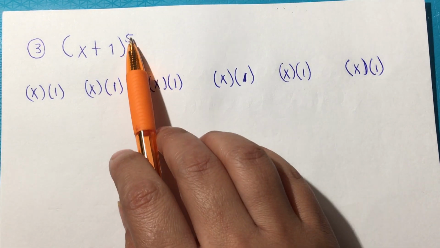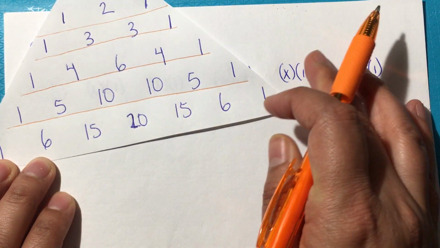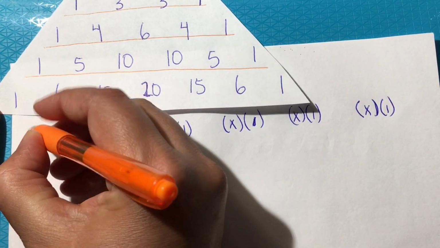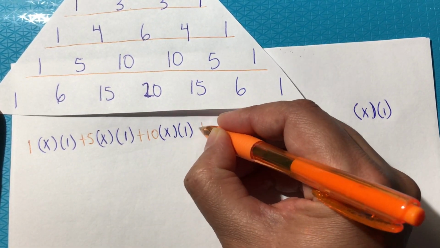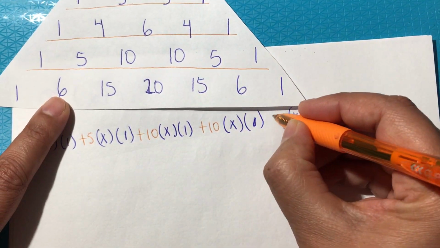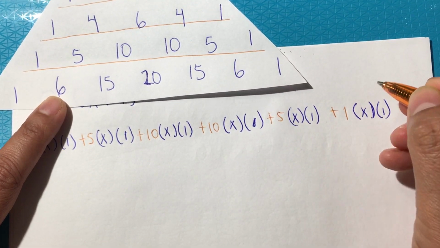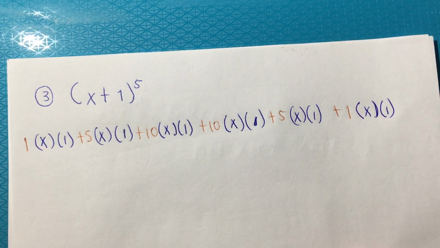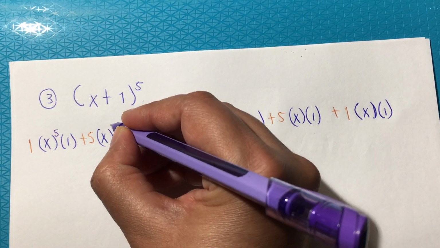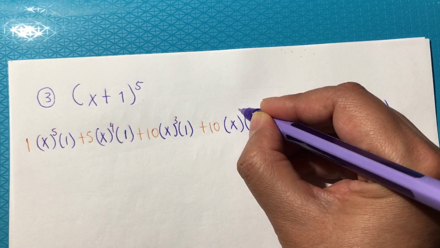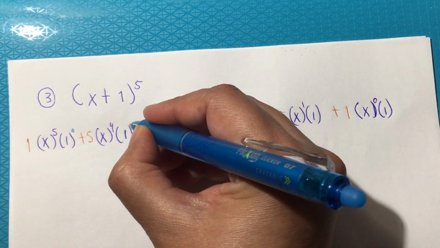For the coefficients, since the exponent is a 5, we're going to use this row right here from the Pascal triangle. And so it's going to be 1, 5, 10, 10, 5, and 1. And so for the exponents, we start at 5, going down: 4, 3, 2, 1, 0, and 0, 1, 2, 3, 4, 5.